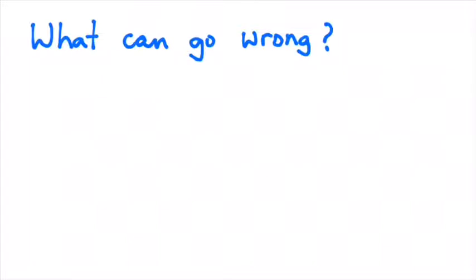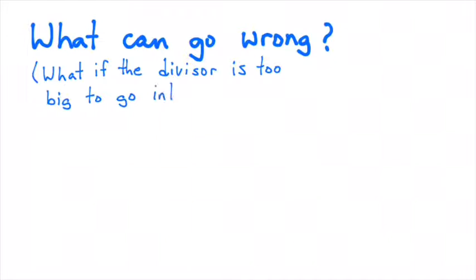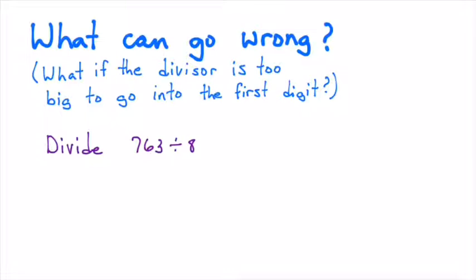So one thing that can go wrong is, what if the divisor is too big to go into the first digit under the doghouse? So something like this. Let's divide 763 divided by 8. Well, we set it up with the 763 under the doghouse and the 8 outside.